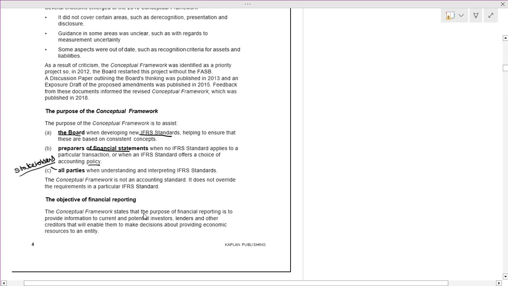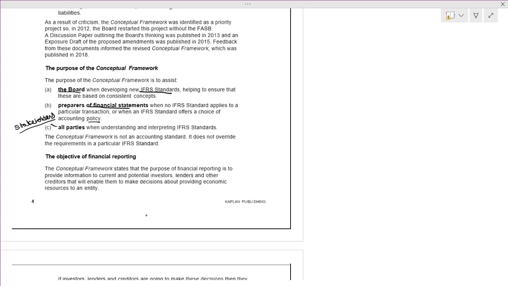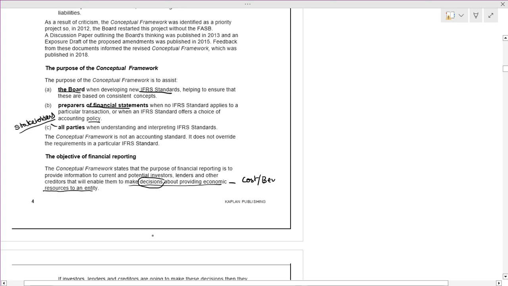Now, what is the objective? See, this is the basic thing. The objective of financial reporting is to help make decisions about providing economic resources. This is what we are doing. When we are discussing the preparation of the financial statements, based on these financial statements we should be in a position to make decisions. Of which type? Economic decisions. Economic means it definitely involves cost and benefit.